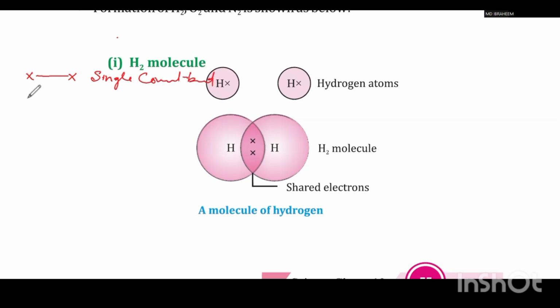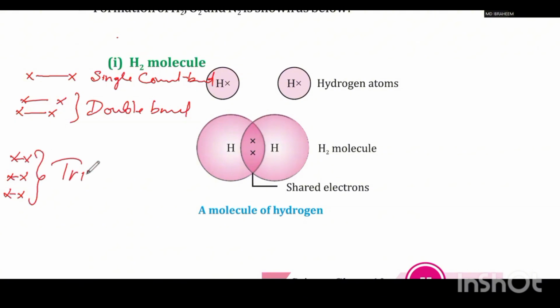Okay, if there is a sharing of two pairs of electrons, it will form a double bond. And my dear student, if there is a sharing of three pairs of electrons, it will form a triple bond. Remember this point, I will discuss it in detail. Okay. If there is a sharing of one pair of electrons, it will form a single bond. If there is a sharing of two pairs, it will form a double bond. If there is a sharing of three pairs, it will form the triple bond.